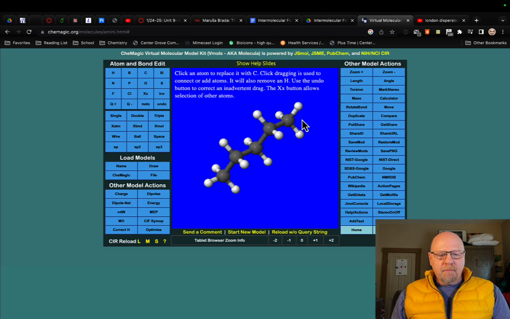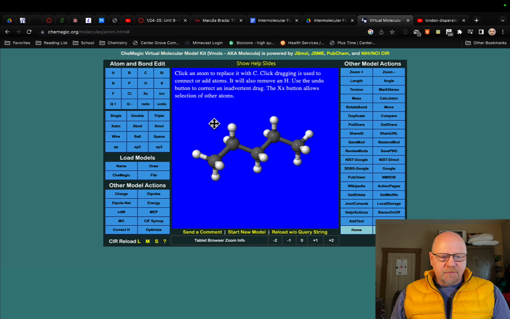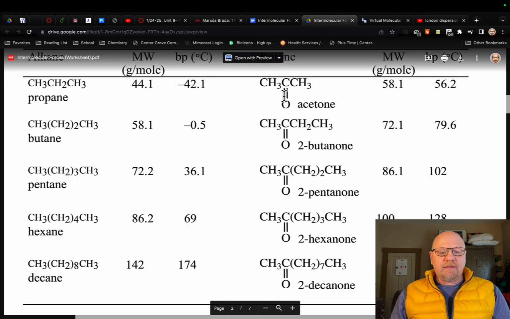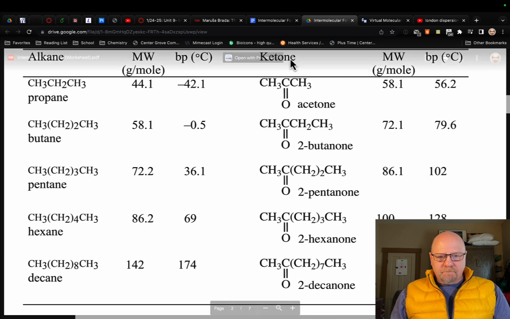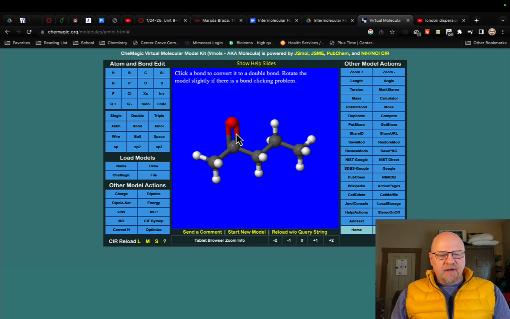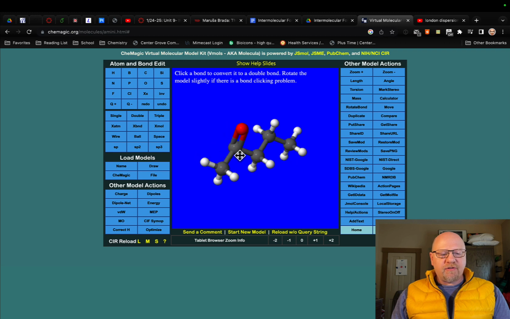So in my model, I'm going to click on the oxygen. I'm going to change this hydrogen to an oxygen. Now the thing it does is it adds the oxygen, but it has a hydrogen on it. It's also got a single bond, and if we look at this document here, we need to have a double bond, down here, pentanone. So over here, I'm going to click double, and I click on the bond for the oxygen, and it changes it to that double bond oxygen, removes the extra hydrogens, and makes the formula correct.